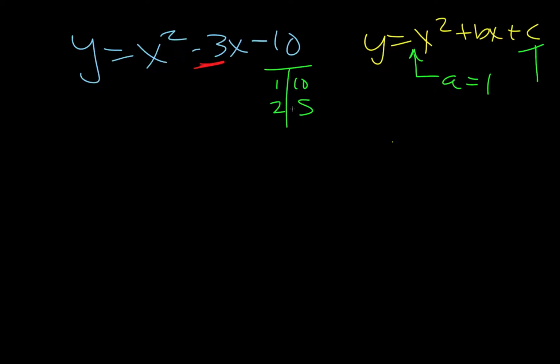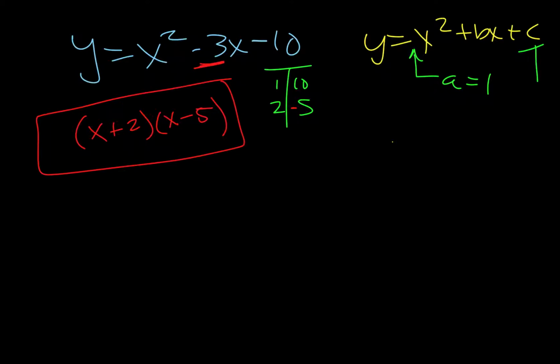So in this case, if we put a negative on the 5, negative 5 plus 2 would give us a negative 3. We also want to check that negative 5 times 2 is negative 10. So sometimes you'll have two factors that appear to work, but only one of them will multiply together to give you what you started with. So once we have that though, all we do is say x plus the first factor, x plus the second factor, and that's our answer.